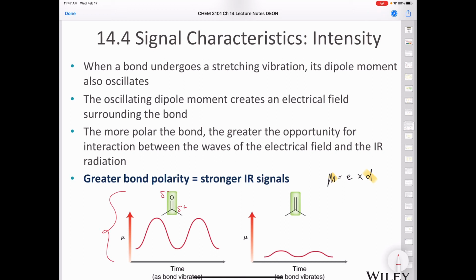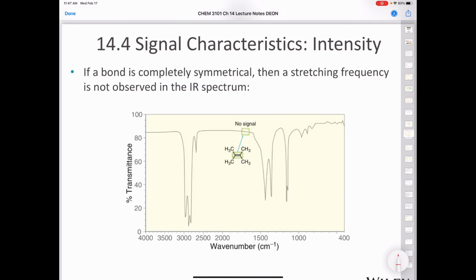Carbonyl groups often produce the strongest signals in an infrared spectrum, while carbon-carbon double bonds often produce fairly weak signals. In fact, some alkenes do not even produce any carbon-carbon double bond signal at all. For example, consider the infrared spectrum of 2,3-dimethyl-2-butene shown here.